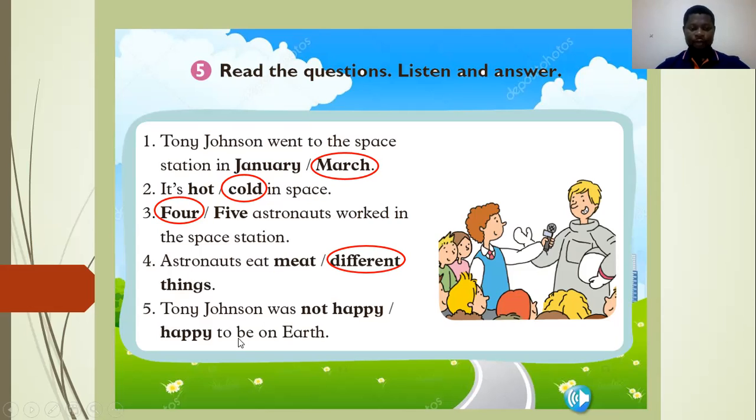Tony Johnson was not happy to be on Earth. Not happy or happy, which is correct? Check your answer. Happy to be on Earth. So this is how this exercise unfolded. So do you have the answer correct? If not, then you could do the correction now. With that, we move to our next slide and see what is there for us.